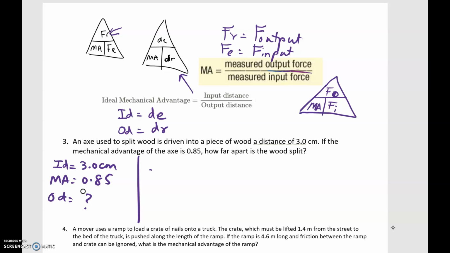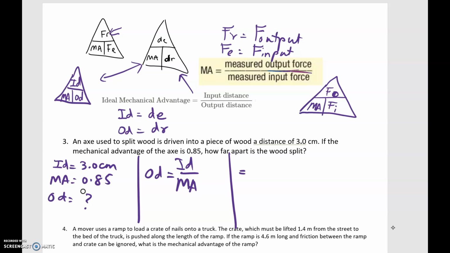So for your output distance, the formula, if it helps you, I'm going to go ahead and draw another triangle here. These are the same things. Basically, this is going to be your input distance right here, mechanical advantage here, and your output distance right here. Notice I got my batteries for my pen back, so it's really cool to use it now. All right. Output distance, cover the output distance, and it's input distance over mechanical advantage.